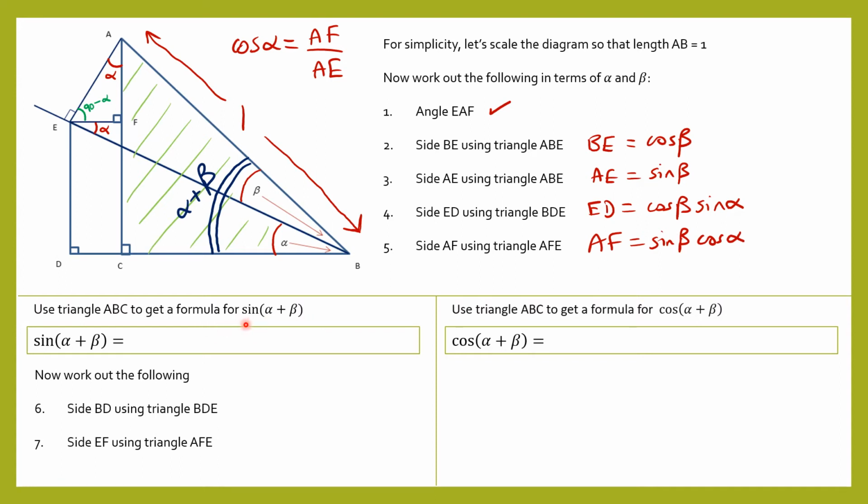So use that triangle, get a formula for sine of alpha plus beta. Sine is what we want, so we're now going to be working with the opposite and the hypotenuse. So sine of alpha plus beta, sine of this angle is the opposite over the hypotenuse. The opposite to that angle is this side here, AC, and the hypotenuse is 1, so it's just going to be AC over 1. Now you might be thinking, but we haven't worked out AC. So a bit of problem solving needed here. Look at what we have worked out and think, how can we figure out the length AC from what we have worked out? Pause the video and resume when you have worked out how we can get the length AC.